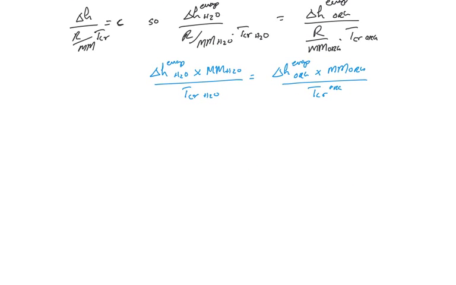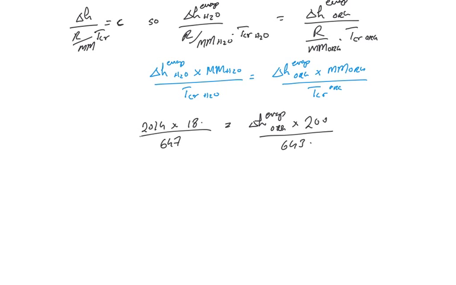We know the values of delta H evaporation, which is 2014, multiplied by molar mass of H2O, which is 18. We know that T critical of H2O is 374. If we convert it to Kelvin by adding 273.16, we get 647, is equal to delta H organic fluid multiplied by 200, which is given, and the T critical, which was given, I've converted into Kelvins. So delta H evaporation of organic fluid comes out to be 180.13 kilojoule per kilogram. We have calculated the first thing which we will need in this process.